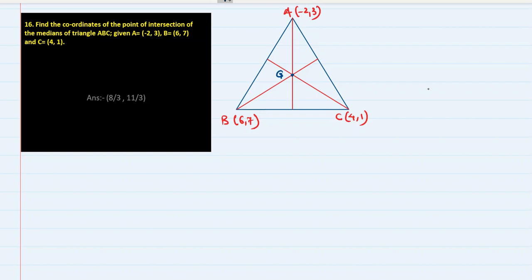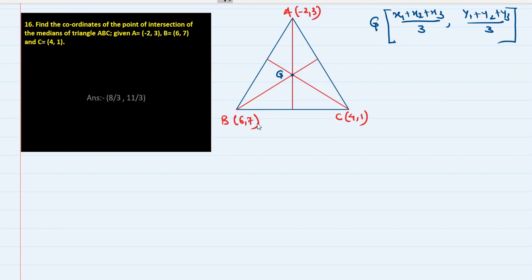Now see, there is a direct formula, and let me give you the direct formula. The direct formula says that the coordinates of G are (x1 plus x2 plus x3 by 3, comma, y1 plus y2 plus y3 by 3), where (x1, y1), (x2, y2) and (x3, y3) are the respective three vertices of the triangle. So easily you can find the coordinates of the centroid G.